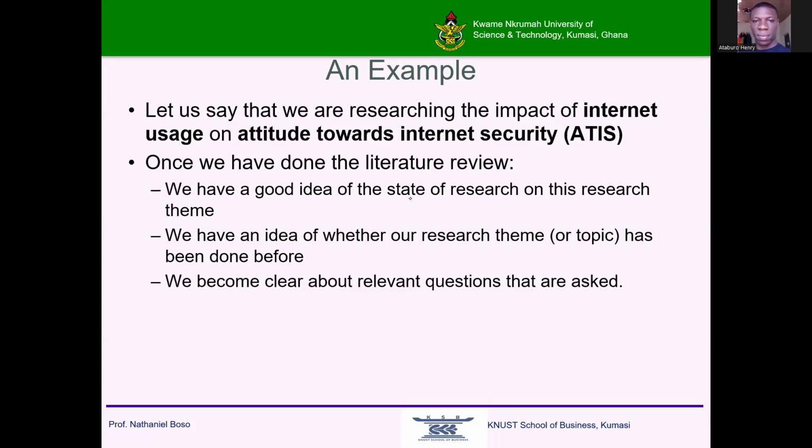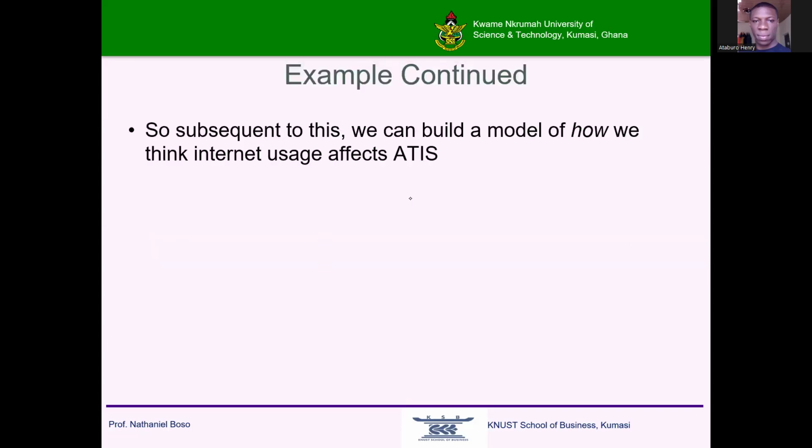Now, we also become clear about what relevant questions to ask, knowing that our idea has not been studied before. Okay. So the subsequent thing is we can now build a model of how we think internet usage can affect attitude towards internet security. So with all the knowledge we have obtained from literature, we now have to build a model, a mental construction, to show how we think internet usage will affect attitude towards internet security.